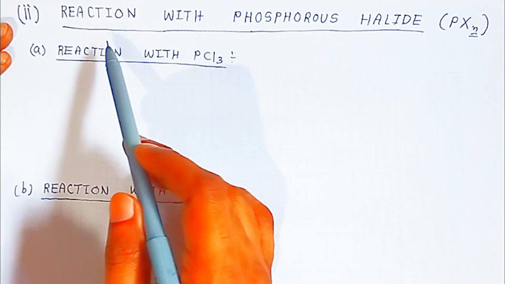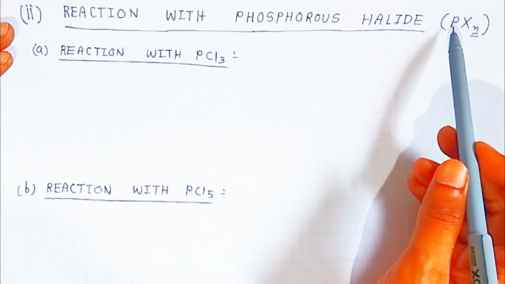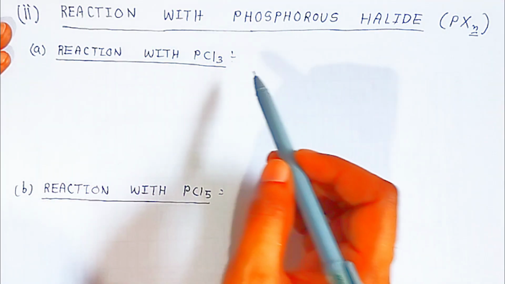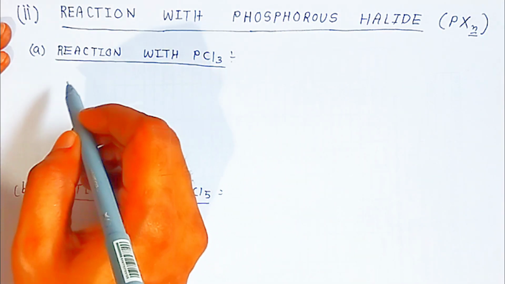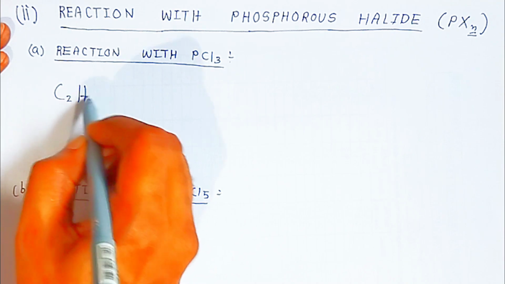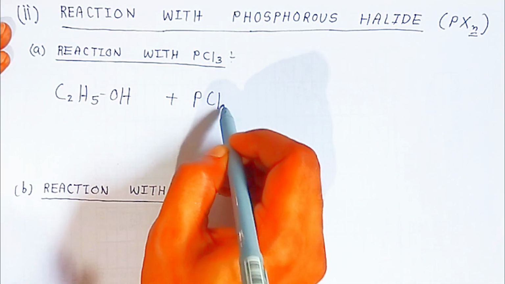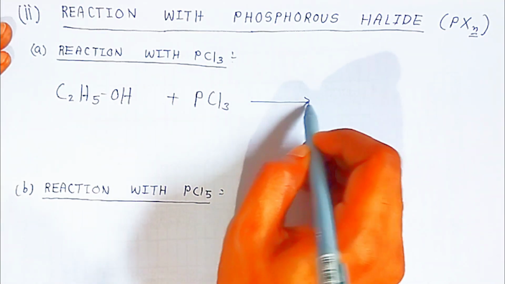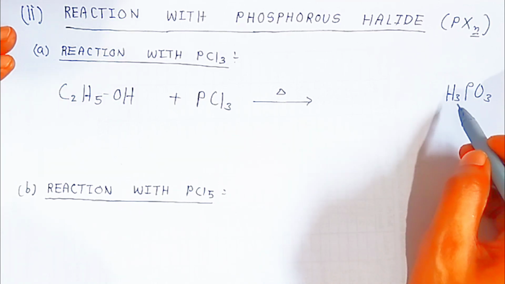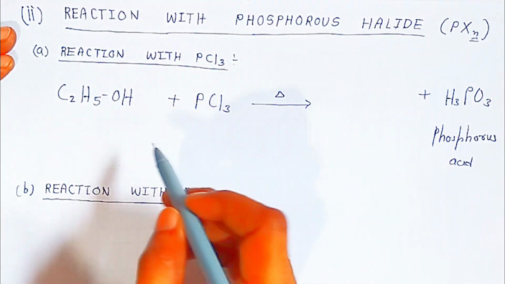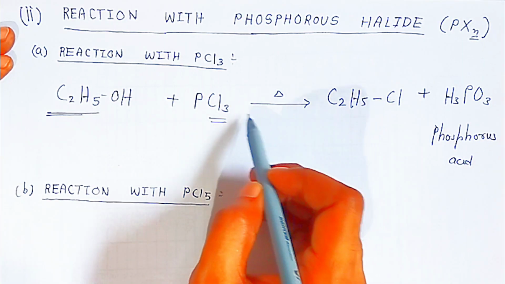The second reaction that we are showing is the reaction of alcohol with phosphorus halide, that is, we are showing it with PX3. Now, students, we are going to see the reaction with phosphorus trichloride. What happens, you have alcohol C2H5OH, and when it reacts with phosphorus trichloride on heating, it will form phosphorus acid, and there is a formation of ethyl chloride.